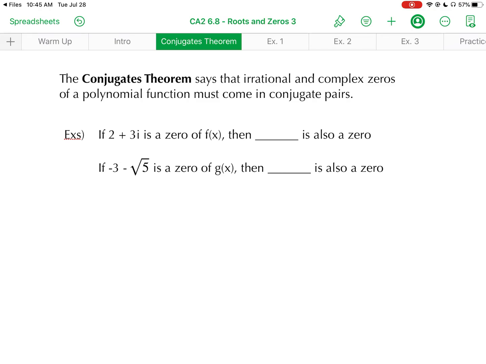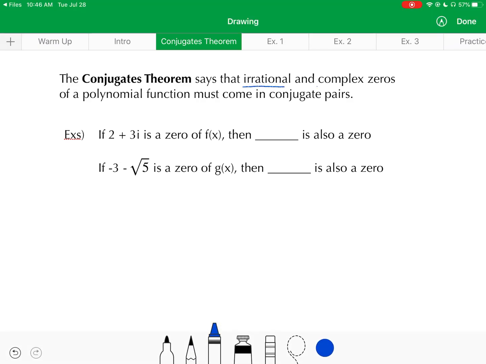It's called the conjugates theorem, and this theorem says that irrational and complex zeros of a polynomial function have to come in conjugate pairs. Okay. So first thing to notice is that this theorem only applies to irrational and complex zeros. It does not apply to rational zeros.